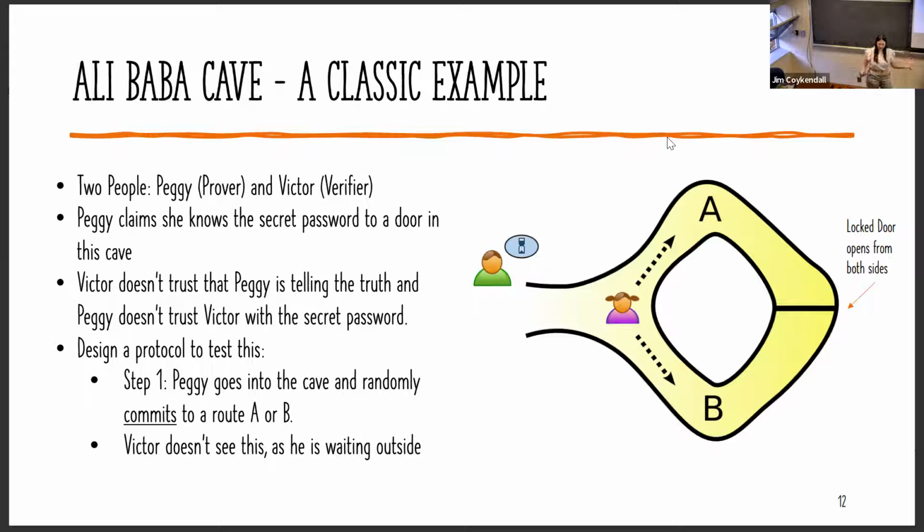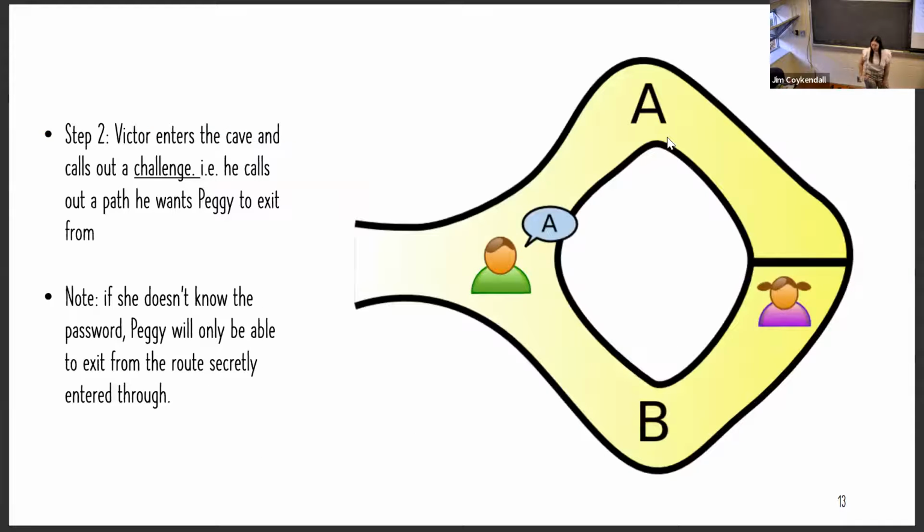So the first step of this is we're going to get that commitment that we talked about earlier. Peggy is going to go in the cave and randomly commit to either path A or B. Victor does not see this. He is waiting outside, so this is a secret commitment. Once Peggy commits to her side, she can't change it.